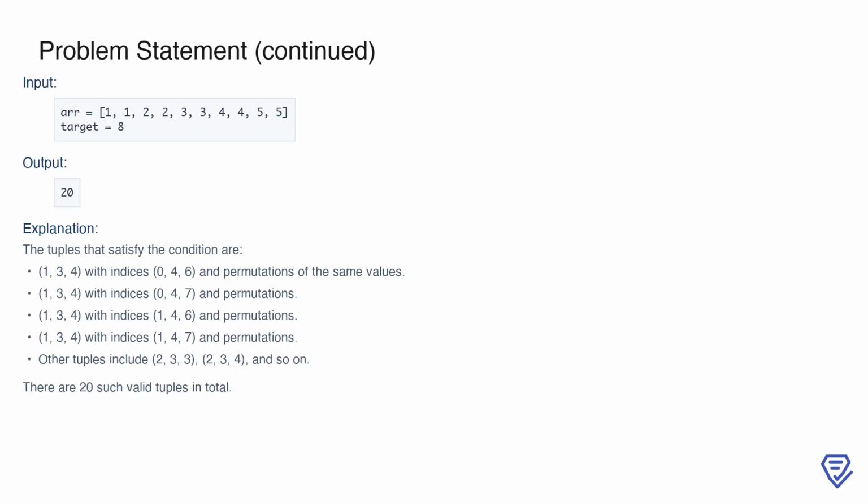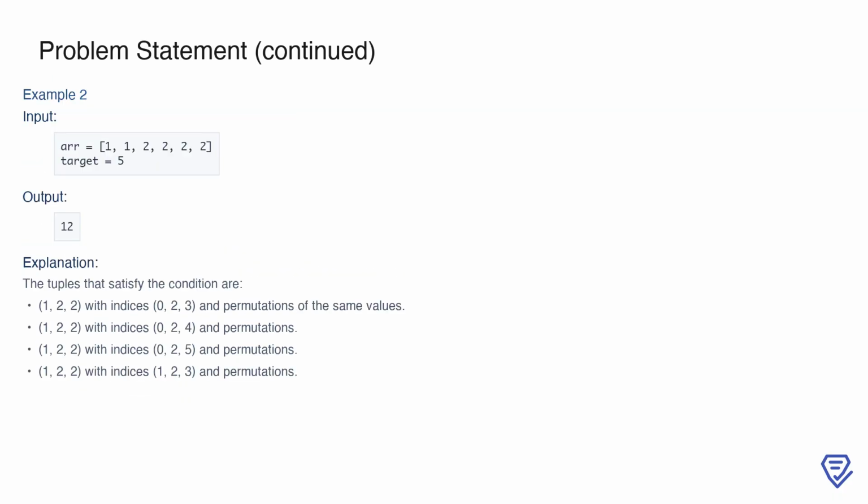Similarly, swapping the positions of the 3 and 4 in the indices generates permutations of this tuple. There are several more combinations, such as 2, 3, 3, or 2, 3, 4, and when we account for all valid permutations, we end up with a total of 20 tuples. This demonstrates the importance of considering both the values and their respective indices within the array.